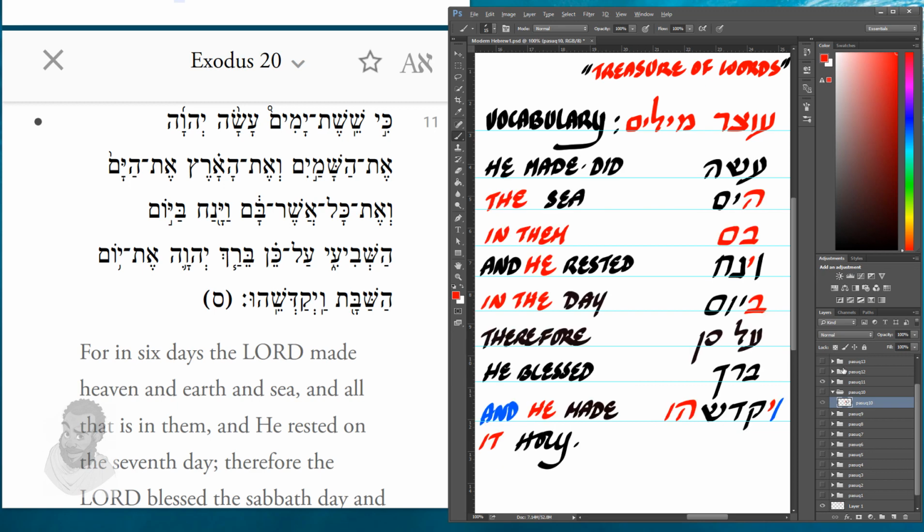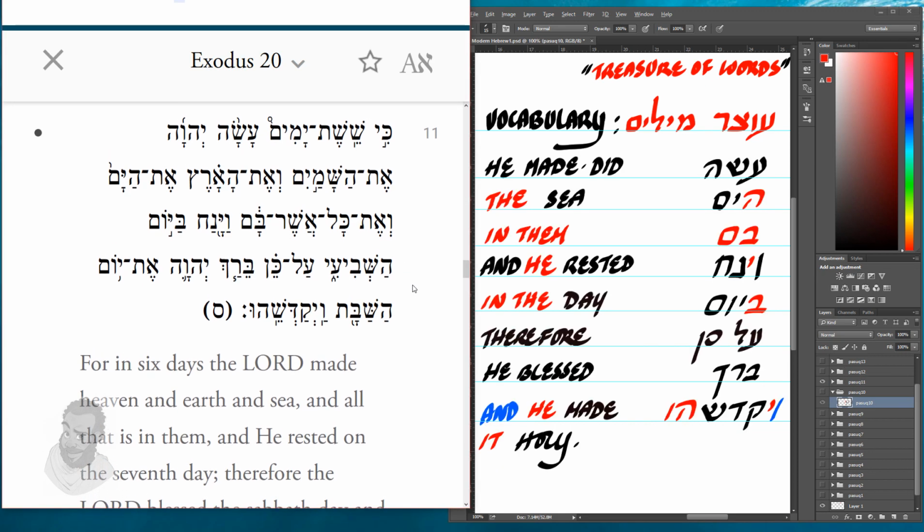So this is Pasuk Yod Aleph. This is verse 11. כי ששת ימים עשה יהוה את השמיים ואת הארץ ואת הים ואת כל אשר בם וינח ביום השביעי על כן ברך יהוה את יום השבת ויקדשהו.